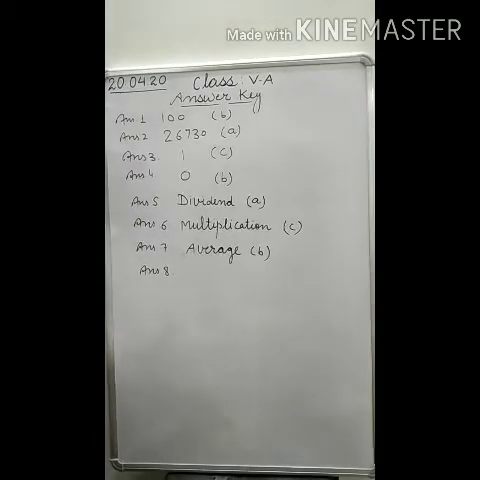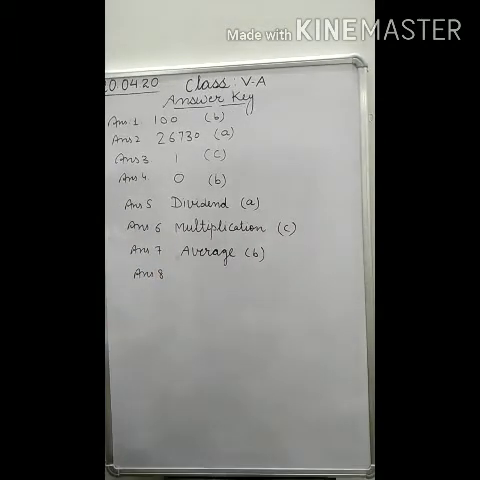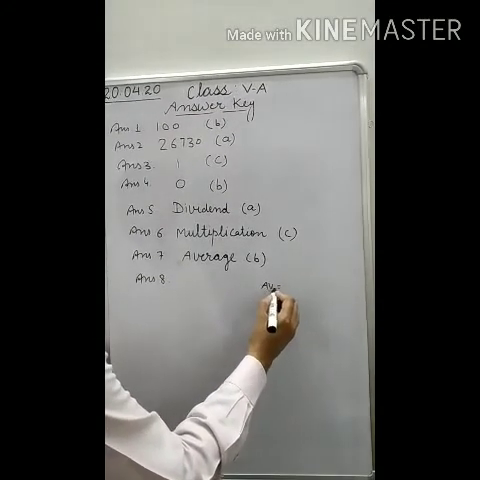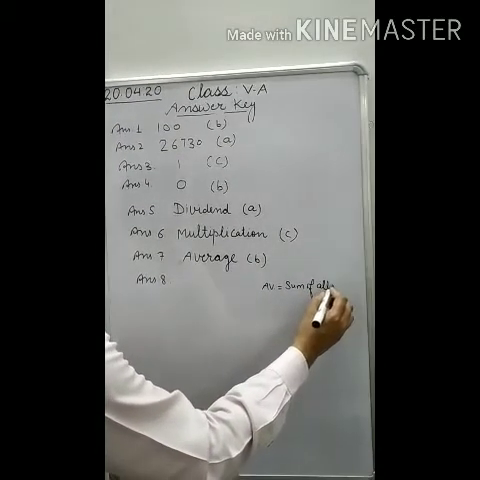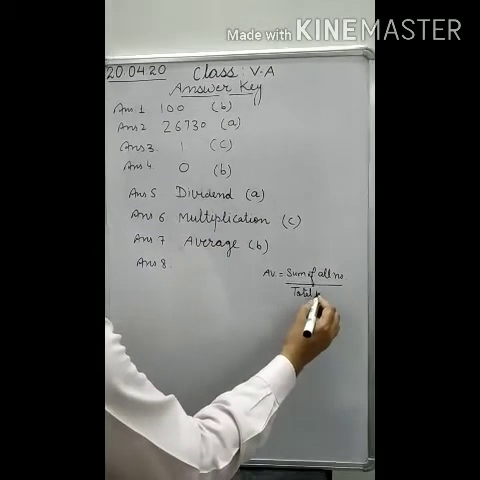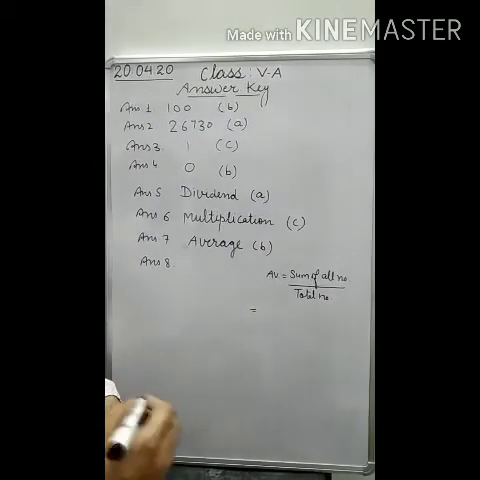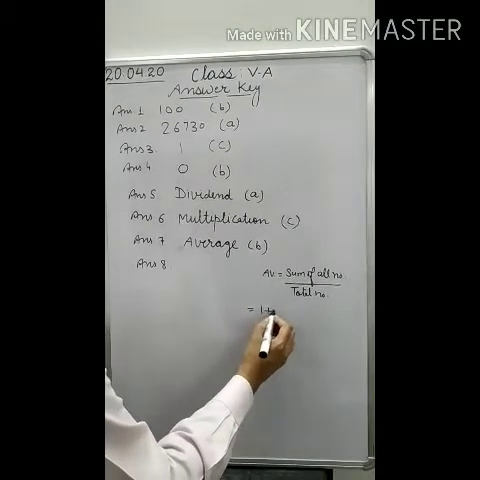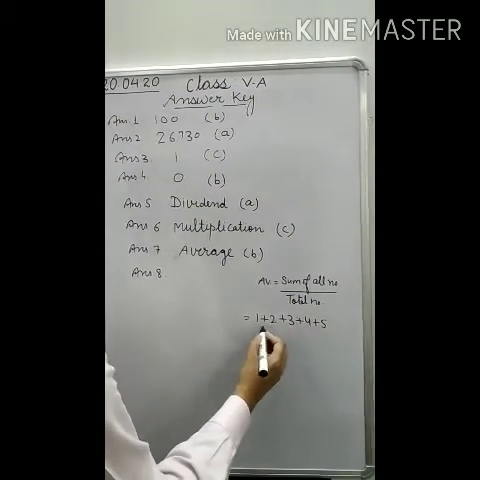Here you have to find the average of these 5 natural numbers. As you have studied the formula of average, what is the formula of average? It is the sum of all numbers divided by the total numbers. This is the formula. So here you have to find the mean or average of the first 5 natural numbers. It is 1 plus 2 plus 3 plus 4 plus 5, divided by the total numbers.